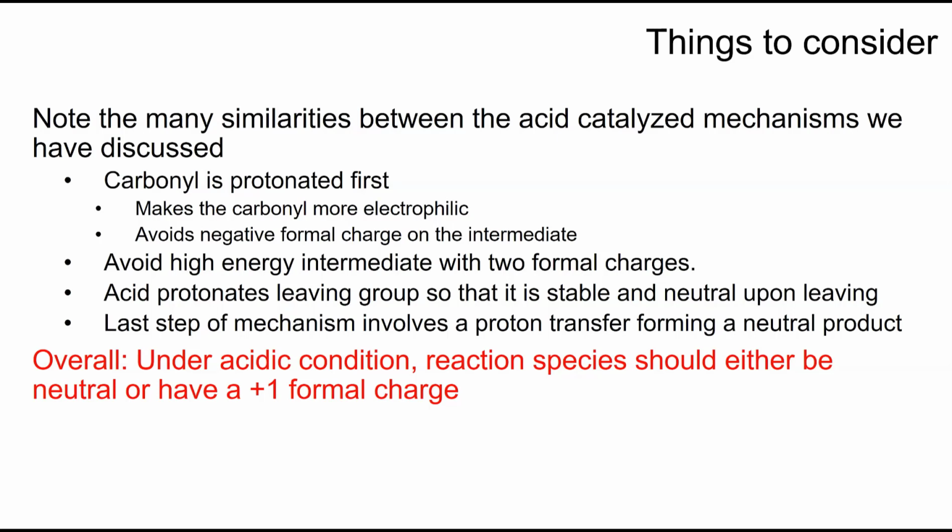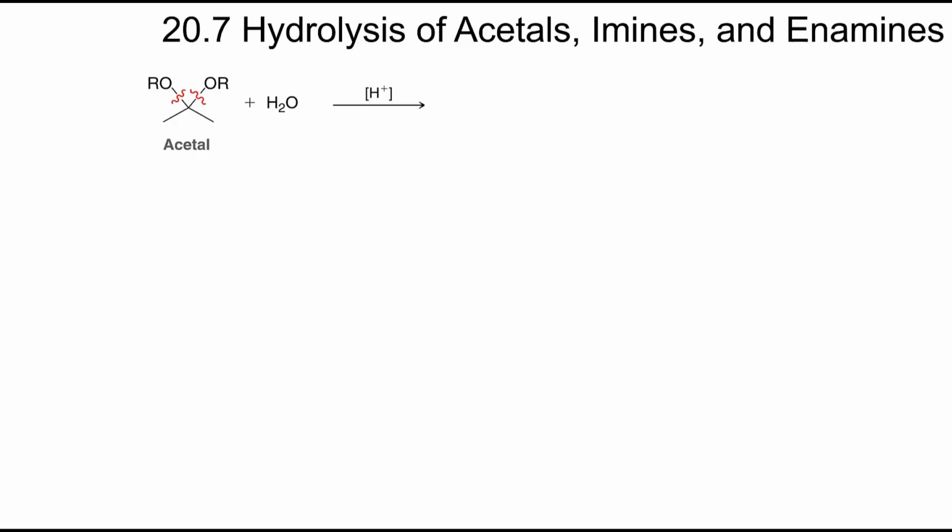In most cases, water is acting as our leaving group. And the last step of the mechanism usually involves a proton transfer, which forms a neutral product. So overall, under acidic conditions, the reaction species should either be neutral or have a +1 charge. Once you form an acetal, we can add water and acid in order to deprotect it to reform the ketone and get those two alcohols back.